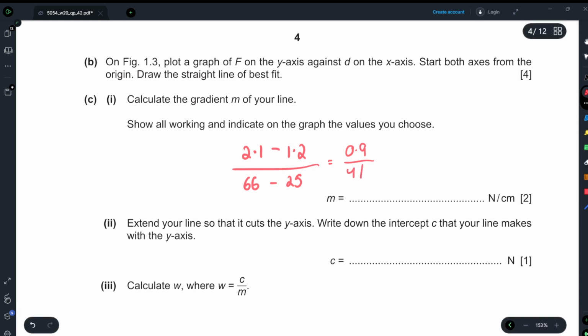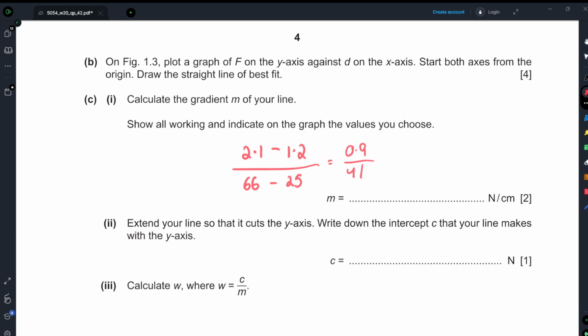Okay, let's get the calculator handy. Let's check with the calculator. It's a prime number so I won't be able to divide it exactly. Should be somewhere in the vicinity of 0.0223 if I'm not wrong. Calculator, 0.9 divided by 41. So that's 0.0219. So not even 0.023, it's 0.0219.